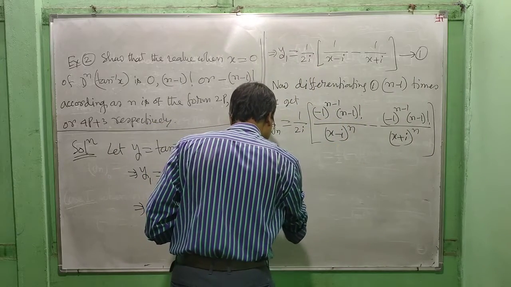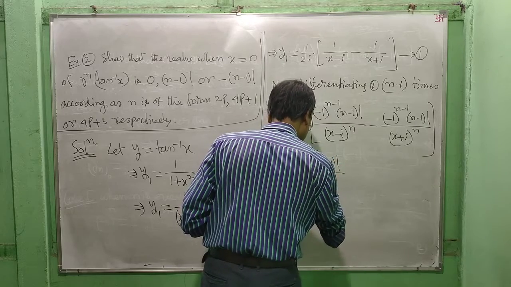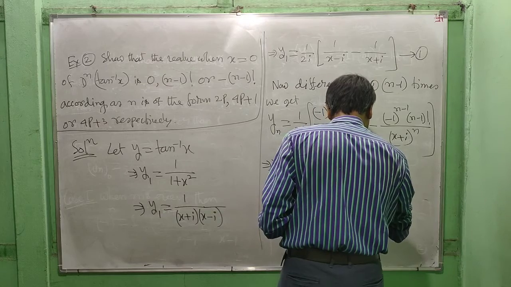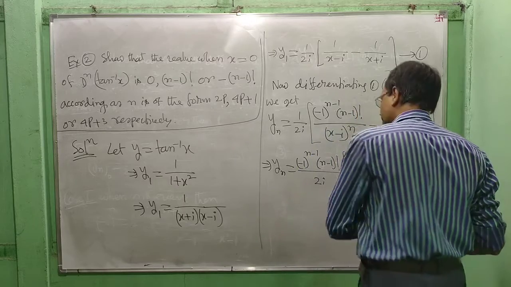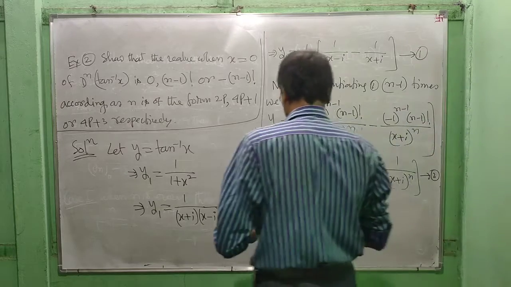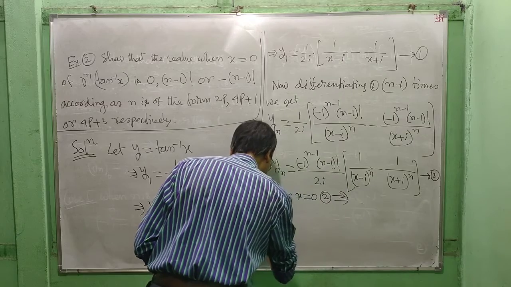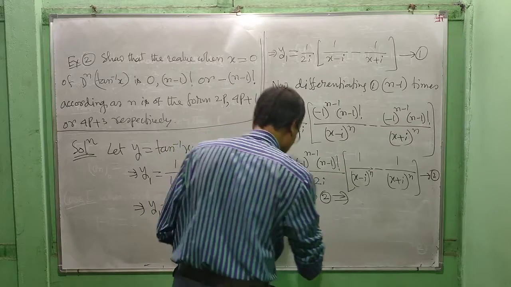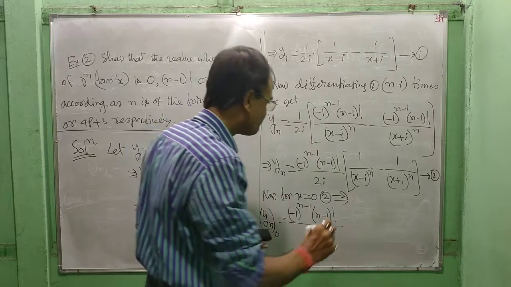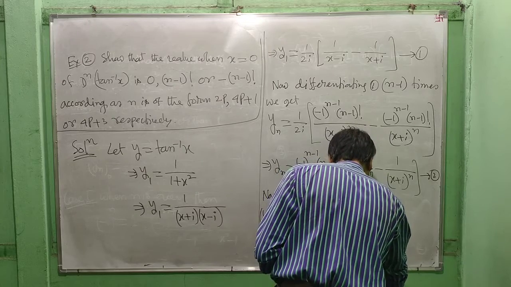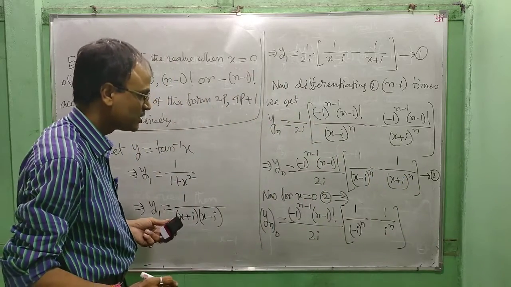Now yn is equal to minus 1 whole to the power n minus 1 factorial n minus 1 divided by 2i into (1 by (x minus i) whole to the power n minus 1 by (x plus i) whole to the power n). You will get this. Suppose this is number 2. Now for x equal to 0, from 2 we get yn(0) equal to minus 1 whole to the power n minus 1 factorial n minus 1 divided by 2i into (1 by (minus i) whole to the power n minus 1 by i to the power n). You will definitely get this one.